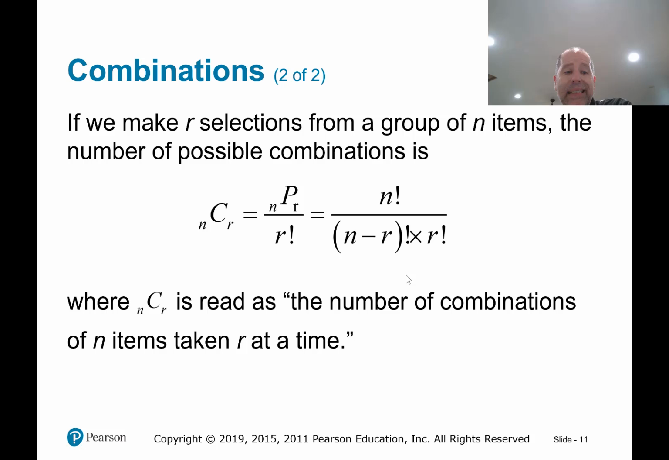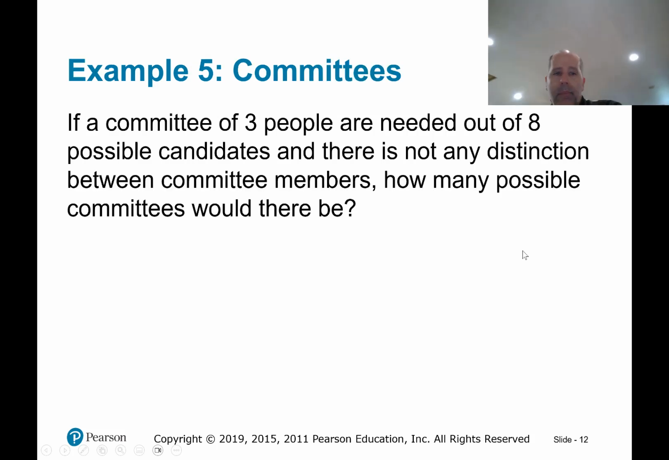Now, what this reads is n choose r. So it's the number of combinations of size r chosen from n objects. Or the way they say it is the number of combinations of n items taken r at a time, which to me doesn't really make much sense. I like the way I say it.